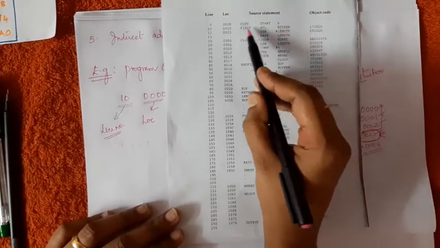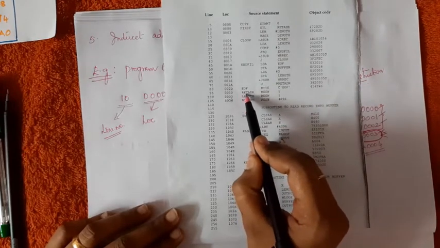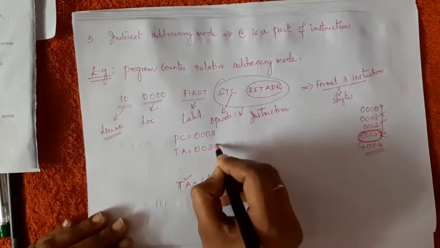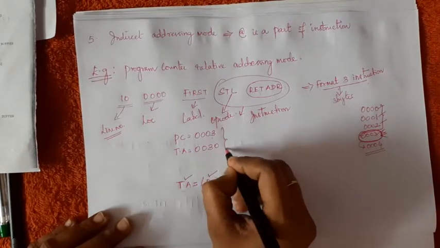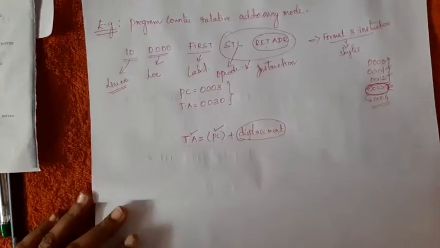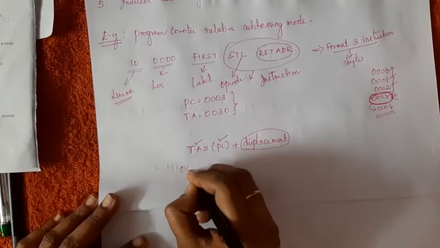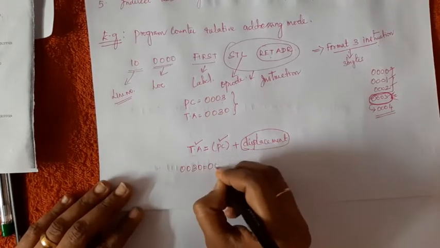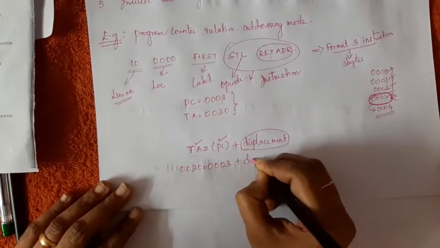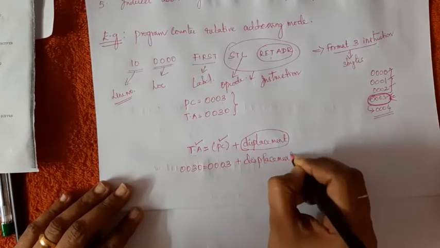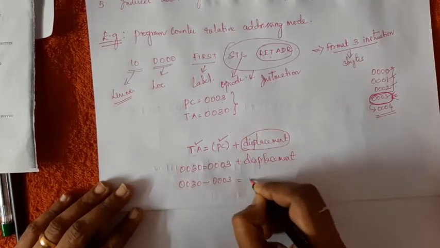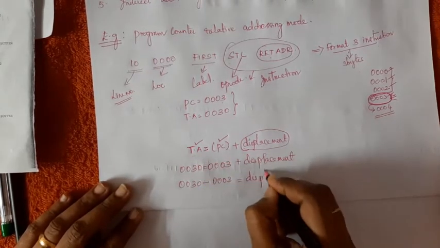So RETADR. See here, the location of RETADR is 0030. So that would be your target address, 0030. Now we have to apply these two values in the formula. The target address would be 0030, and the program counter would be 0003, plus displacement. Now 0030 minus 0003 is equal to the displacement.